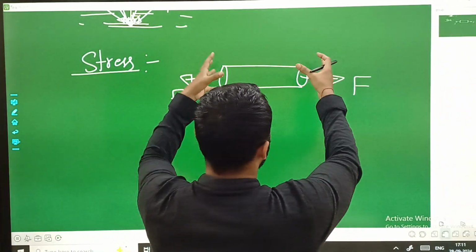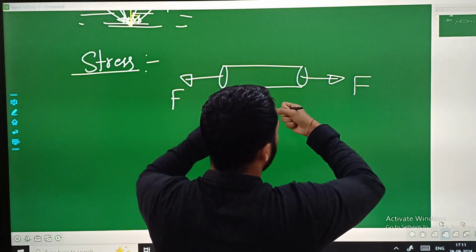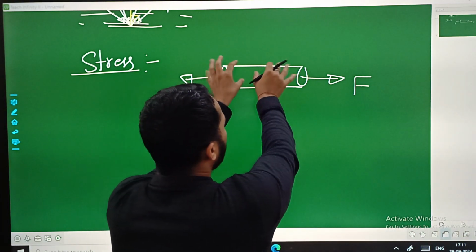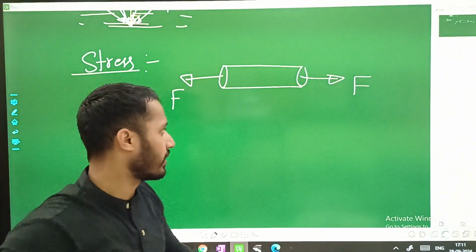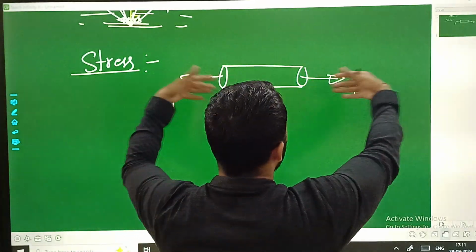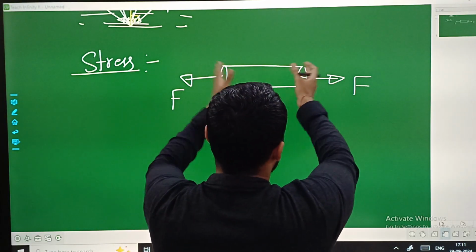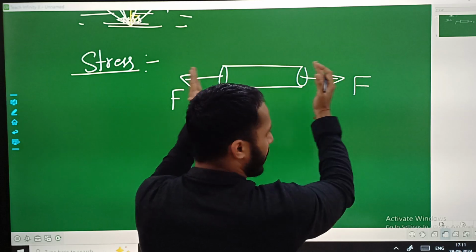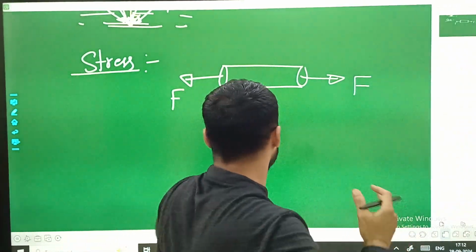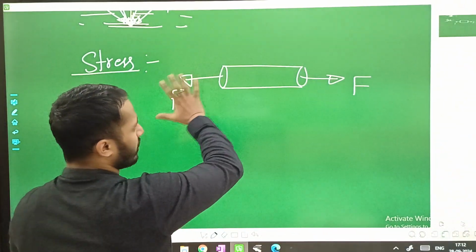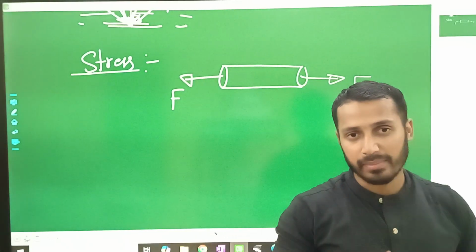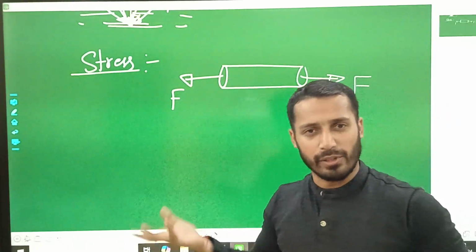So this rod will try to elongate, but the molecules, the particles of this rod will oppose this external force. They will try to regain their shape and size. Right now, since the forces are balanced, this rod is in equilibrium.